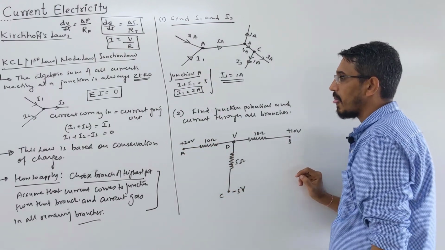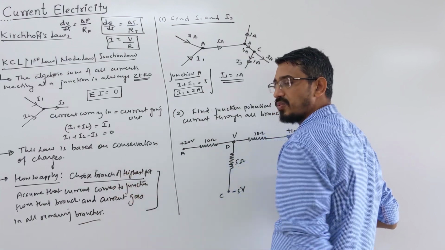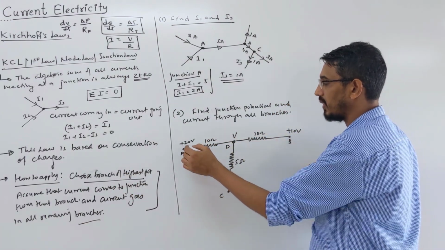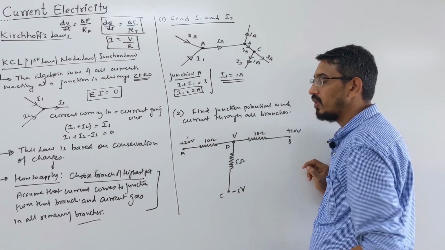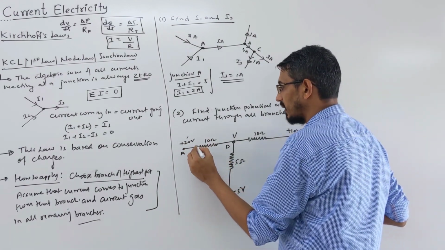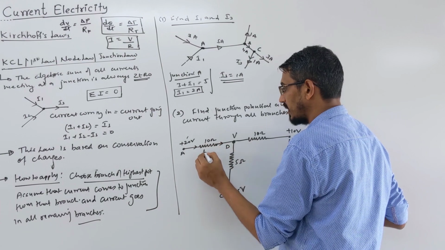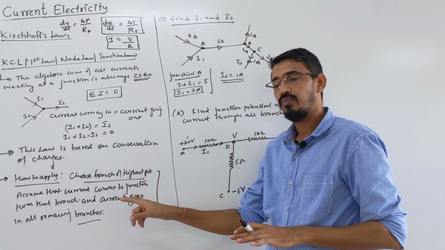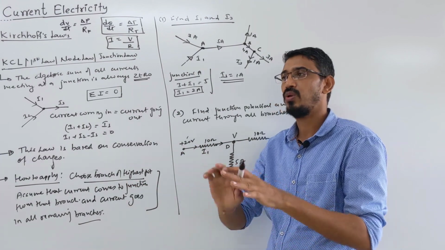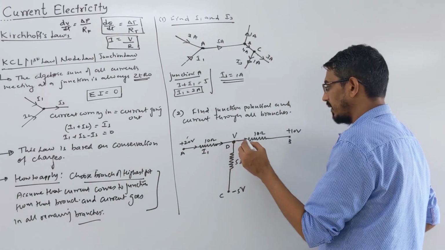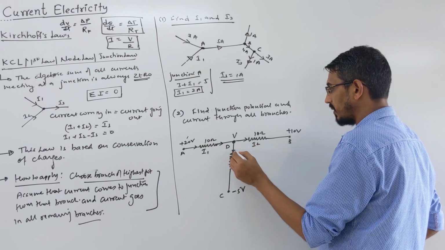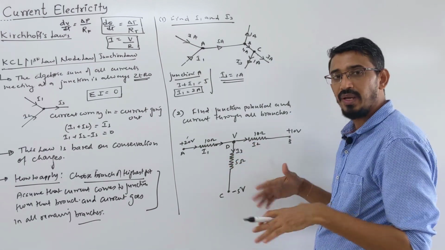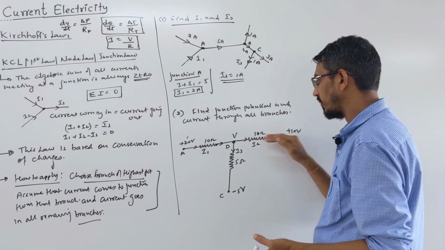That's all. So choose the branch of highest potential. We have 3 branches: 10 volt, minus 5 volt and plus 20 volt. This has the highest potential, so this is the branch where we assume that current comes in. Let's give it the name I1 current. Current comes from the branch of highest potential and goes in all remaining branches. So let's say this branch current going is I2, and this branch current going is I3, right? Any one of these may be opposite also, like I2 may be flowing in the opposite direction.